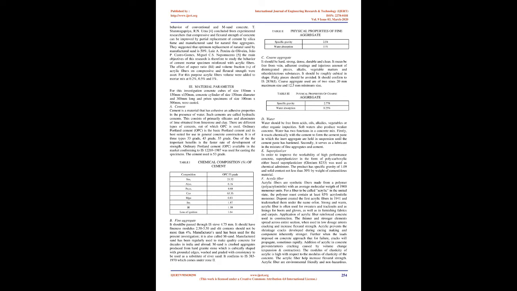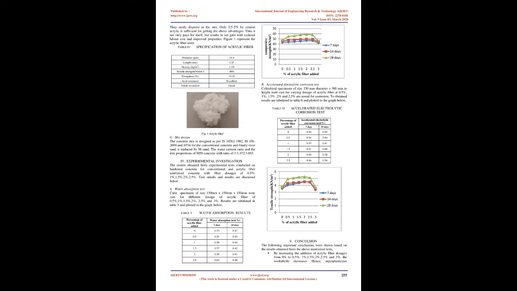Ordinary Portland cement, OPC, available in the market conforming to IS 12269-1987 was used for casting the specimens. The cement used is 53 grade. B. Fine aggregate. It should be passed through a 4.75 mm sieve. It should have a fineness modulus of 2.50 to 3.50 and silt content should not be more than 4%.